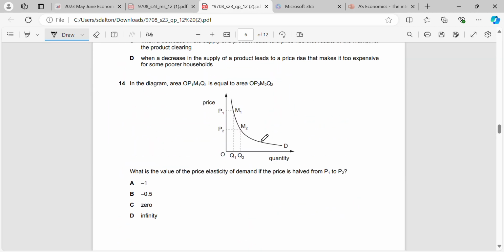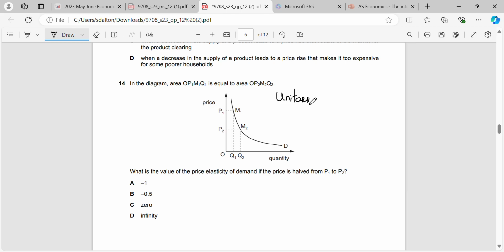Question 14. Now there's not too much to go through on this, because what you have to understand is the diagram they're showing you. Okay, now this is actually alluded to in the revision notes that we give you. So when we have a demand diagram that looks like this, what you have to recognize is that the demand diagram that looks like this is unitary.